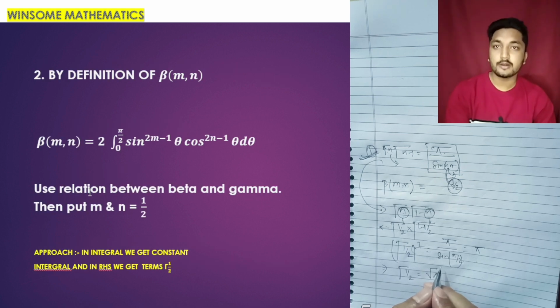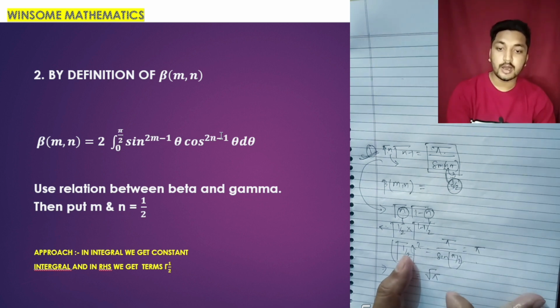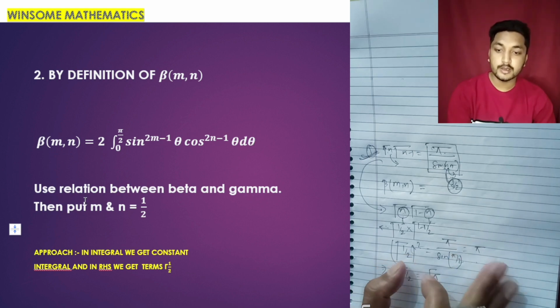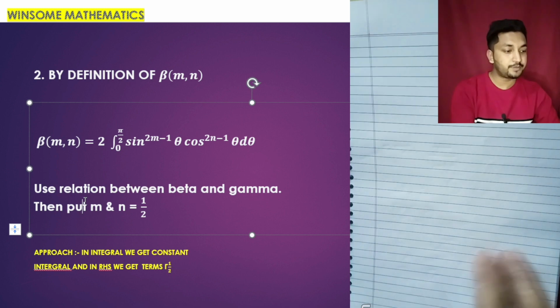So second, this is very clear by the definition of beta m n, which is defined as 2 into the integral from 0 to pi by 2 of sine power 2m minus 1 theta and cos power 2n minus 1 theta d theta. Why is this so? I will cover it.